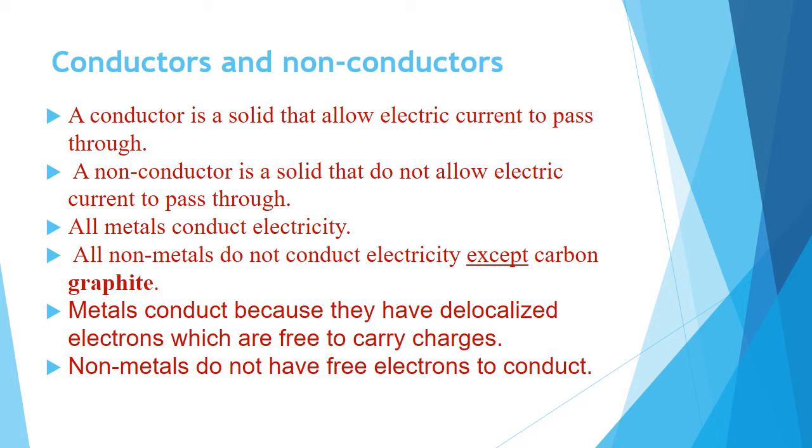graphite. What is graphite? Graphite is the black thing that is used in pencils. If you have your pencil, you can look at it. The black thing is what you call graphite, and it conducts electricity. Why? Because it has free electrons. We'll learn about electrons in another chapter.